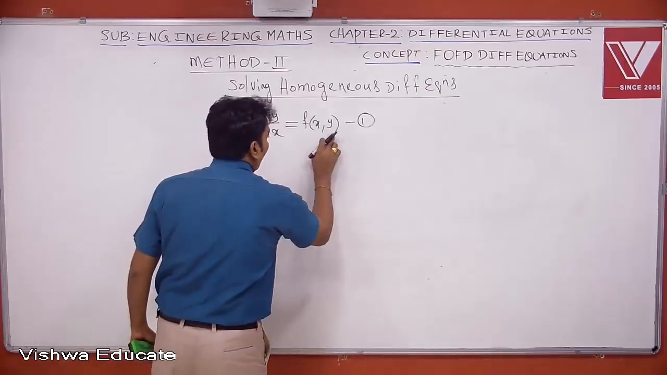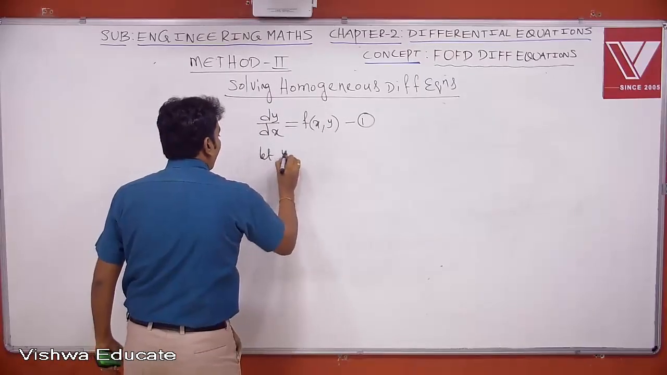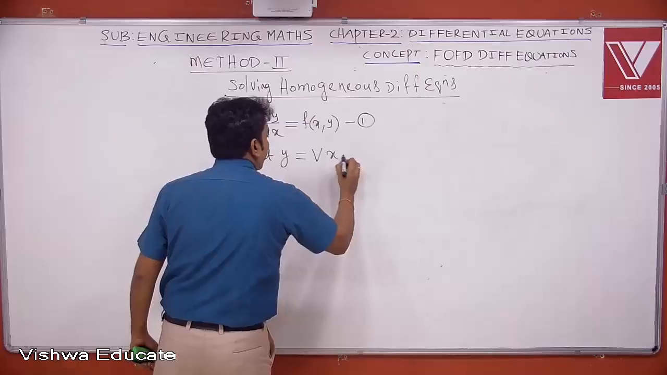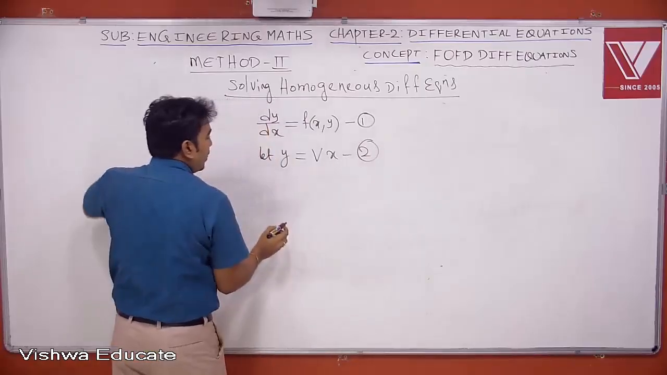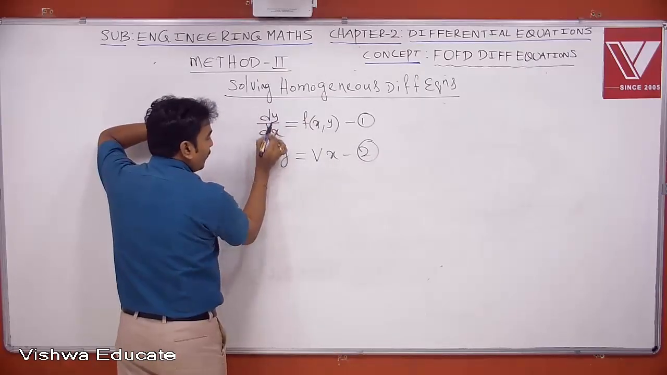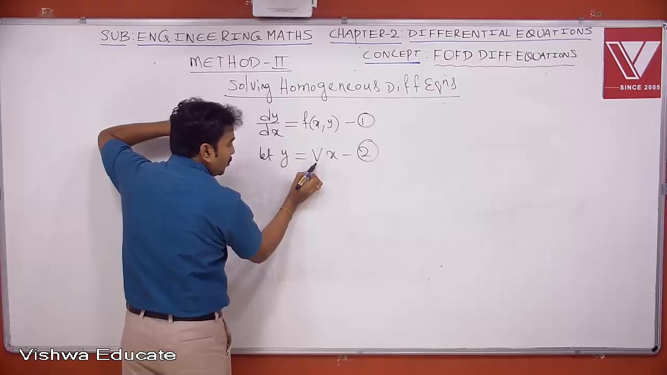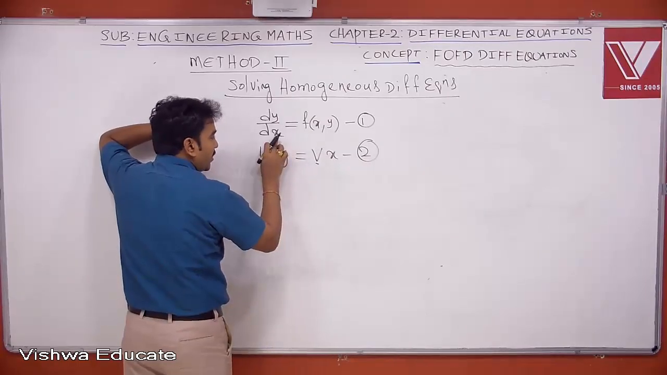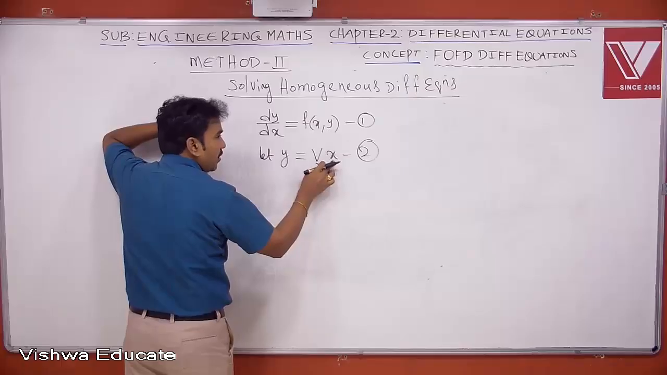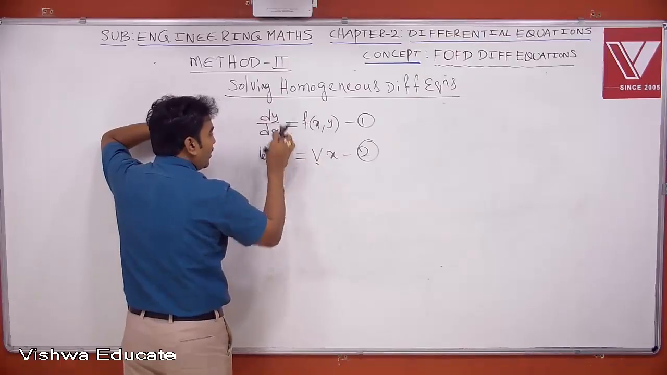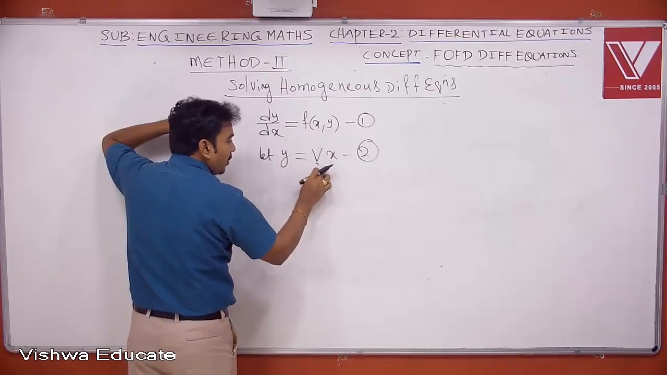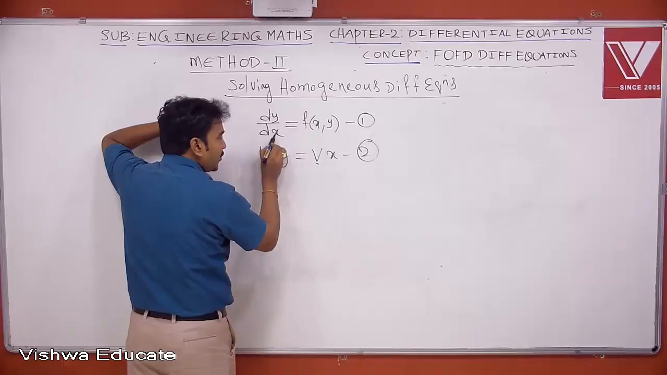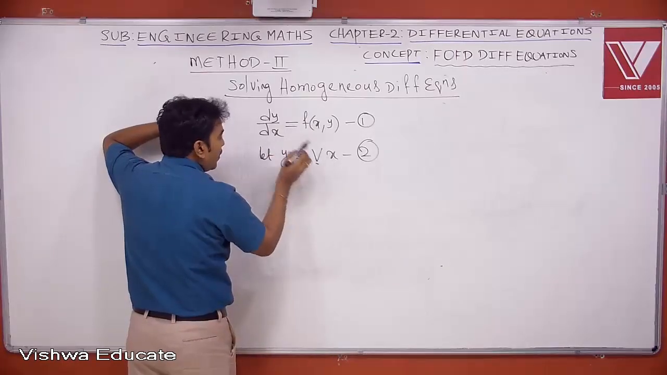So if I want to solve this, I take y equal to vx. Call it equation 2. That means y, the current dependent variable, is transformed to a new dependent variable v. But there is no change in x. X is the independent variable; I am not changing this. The current dependent variable is y, but it is changed to the new dependent variable v.